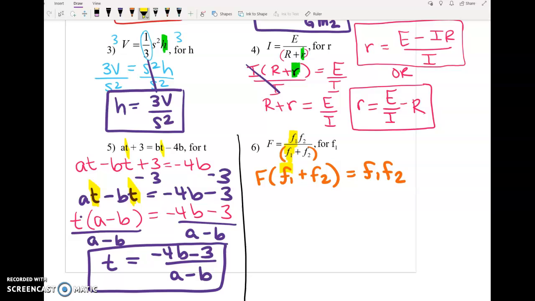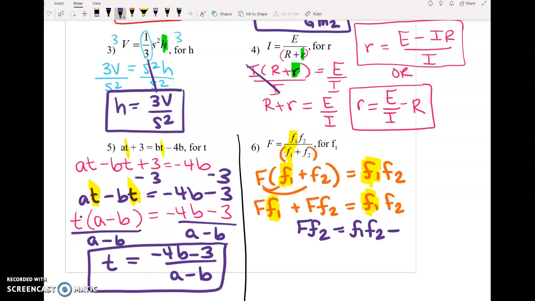Now we're still looking for F1 and it is in the parentheses and outside the parentheses. So when that happens, we need to distribute this F. So I have capital F times F1 plus capital F times F2 equals F1 F2. I'm continuing to highlight just for us to see what we're solving for. Now we have only one term on the right, and that is one of the F1s, and F F1 is on the left. So let's move him to the right. So we have F F2 equals F1 F2 minus F F1. Now our F1s are on the right.